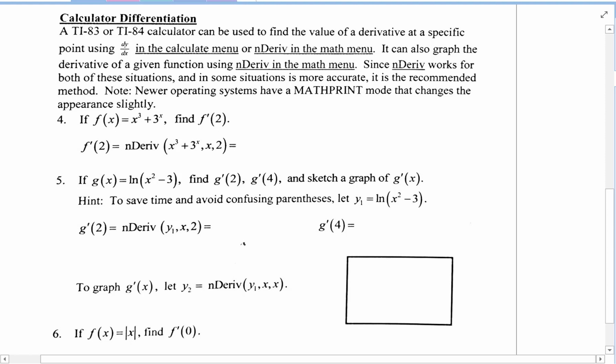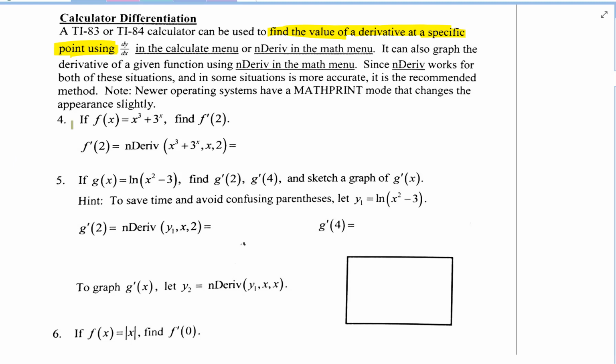So on a calculator, you can actually find the value of a derivative, but only at a specific point. And you can do this using a derivative in the math menu or sketching it in the graph. And I'm going to show you how to do that. What the thing is called is nDeriv, approximating the derivative, and that's why it needs to be given a certain value, because it cannot fully find the derivative. It can only approximate at individual values.